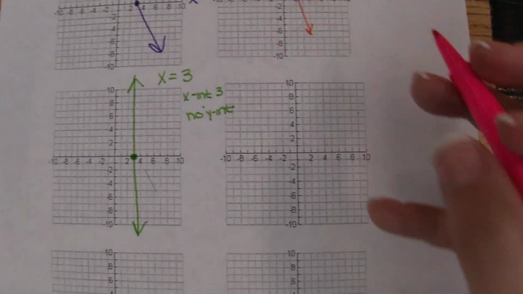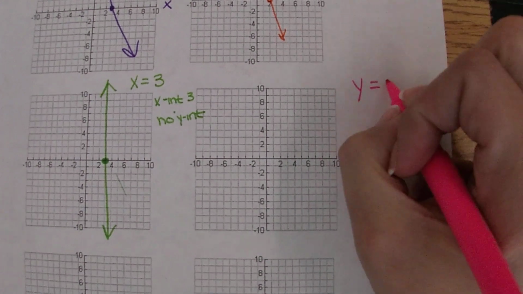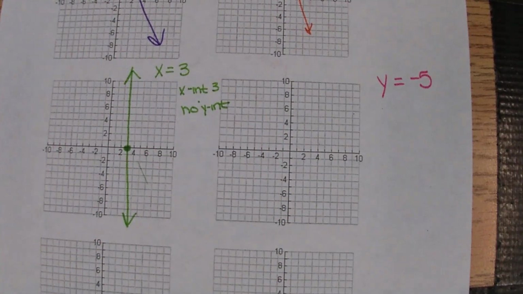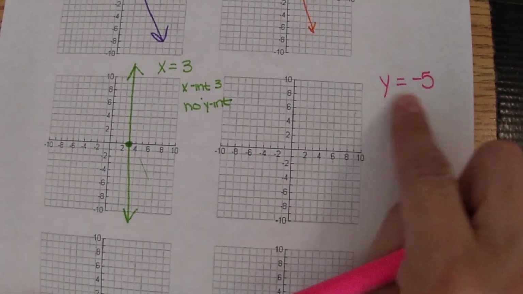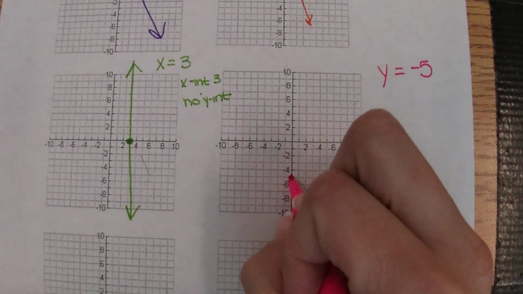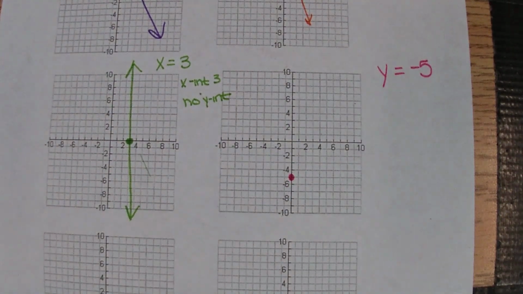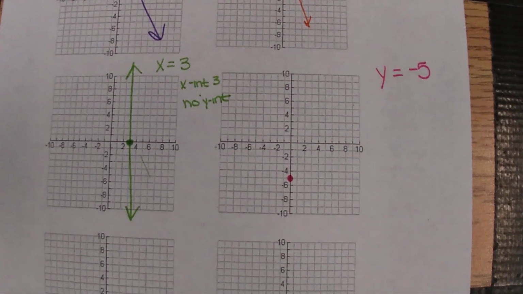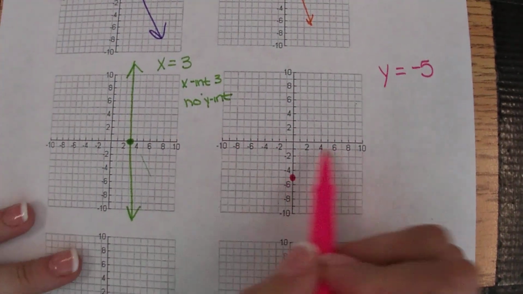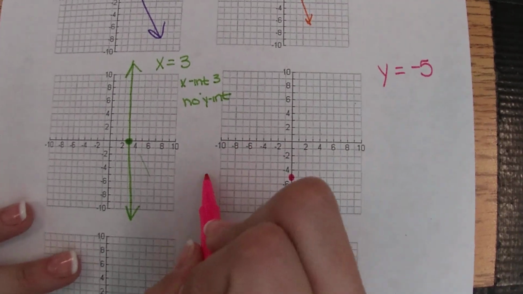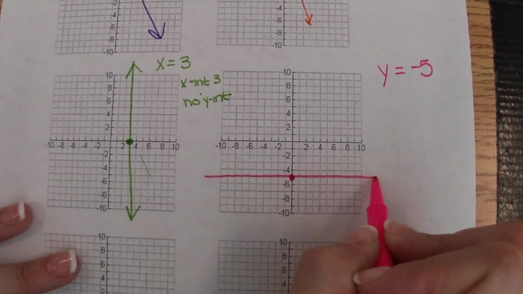So flip side, if I have y equals -5, this tells me I have a y-intercept at -5, and I can't cross the x-axis. So if I can't cross the x-axis, I can never touch the x-axis, which means I have a horizontal line.